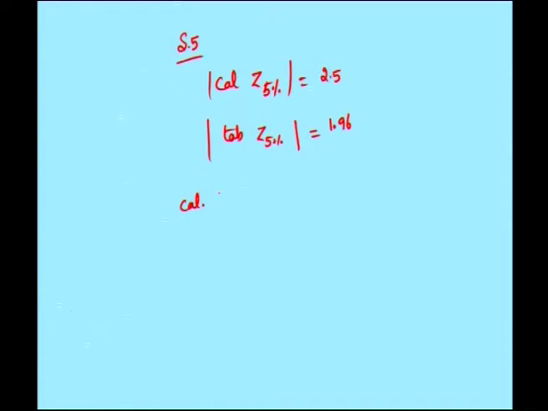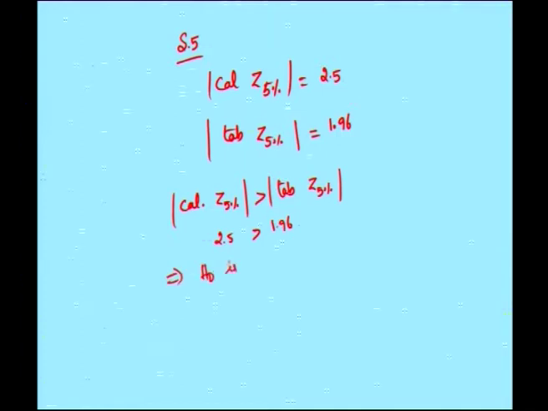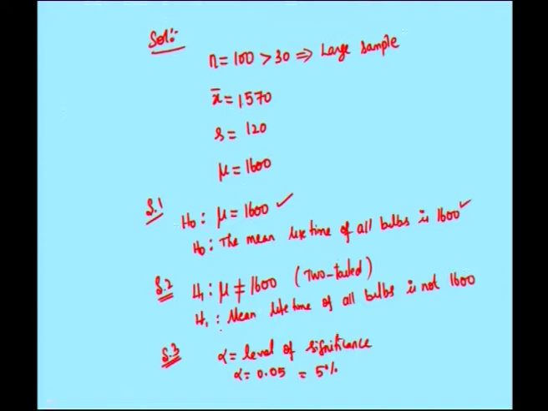If it is greater, then H naught is rejected. So, calculated Z at 5% is greater than tabulated Z at 5% here, because 2.5 is greater than 1.96, and from this we have the conclusion that H naught is rejected. When H0 is rejected, it means H1 is accepted. What is the statement in H1 we have given? The statement of H1 is mean lifetime of all bulbs is not 1600.